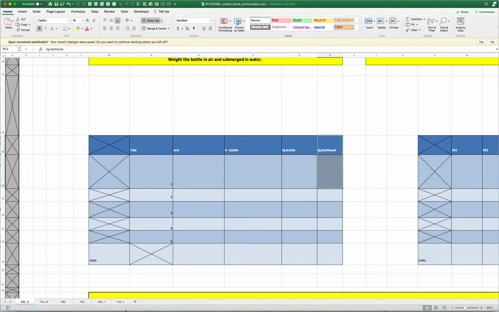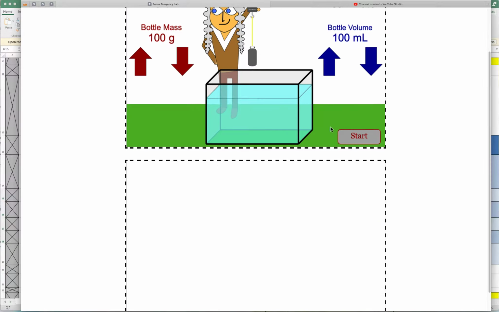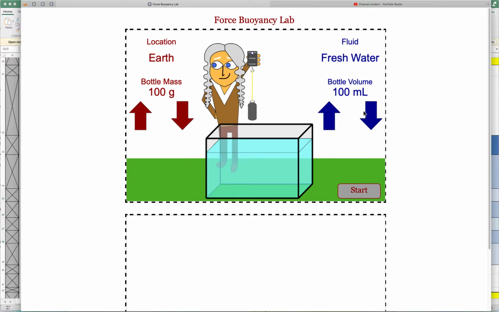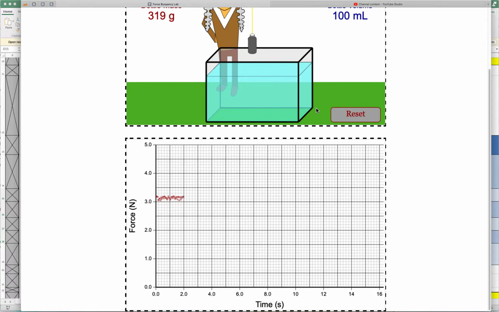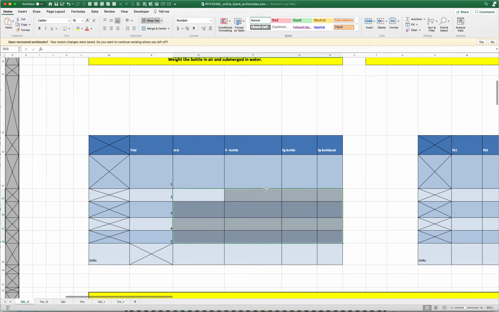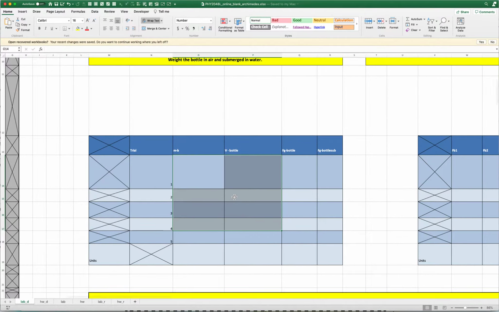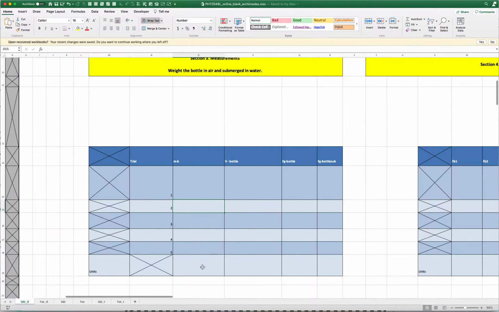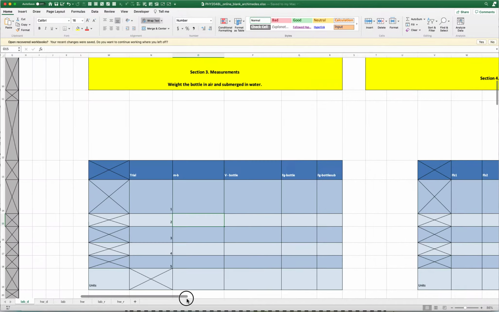And then after that, you'll repeat the experiment 4 more times to complete this table. So you'll just reset and then increase. You're going to keep the volume constant for part 1, and you're going to increase the mass to some new value. And then you repeat the experiment. So you'll get the weight of the bottle in air, and also the weight of the bottle submerged in water. Repeat this until you've completed this first table for section 3. And once you've gotten that, then you'll go ahead and do your calculations.